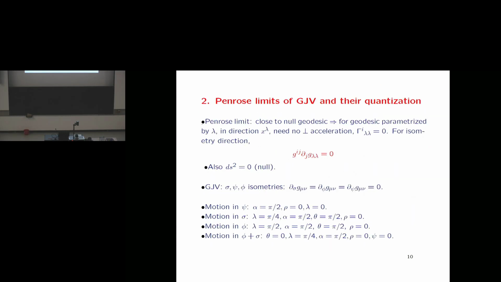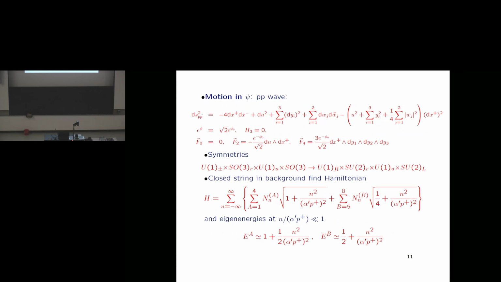corresponding to directions that I denoted by psi, sigma, and phi. And so the things that you can think of for null geodesic to take the Penrose limit in are, for instance, motion in psi, in sigma or phi, or perhaps some combination of them. Another thing I thought about was phi plus sigma. And then you start looking at each one case by case.